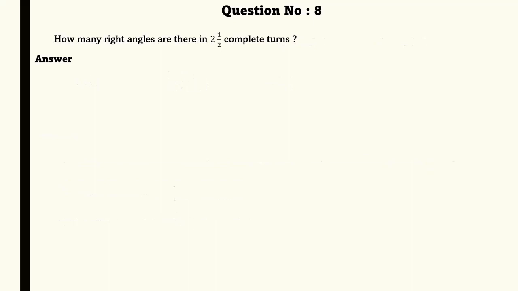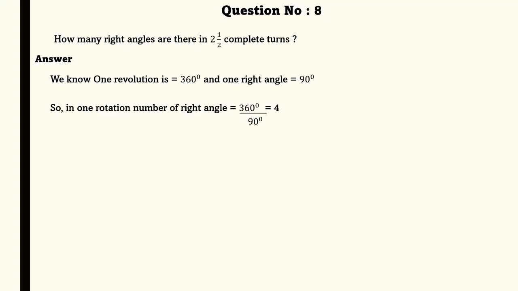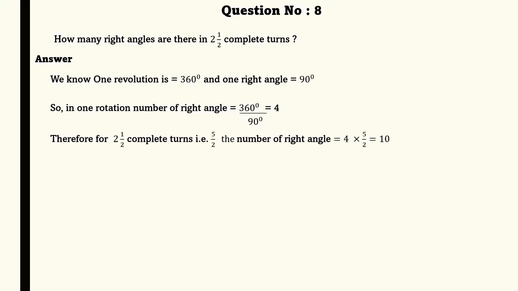Question 8. How many right angles are there in two 1 by 2 complete turns? We know that one revolution is 360 degree and one right angle is equal to 90 degree. So in one full rotation, number of right angles is equal to 360 degree by 90 degree, which is equal to 4. Therefore, in two 1 by 2 complete turns, that is 5 by 2, the number of right angles is equal to 10. There are 10 right angles in two 1 by 2 complete turns.